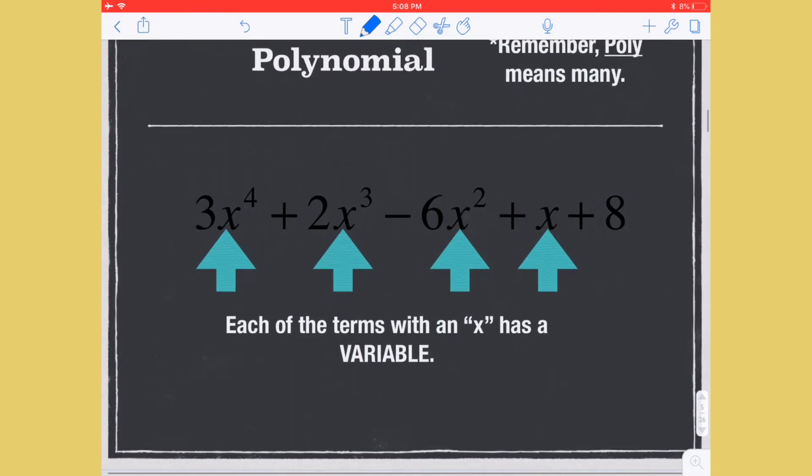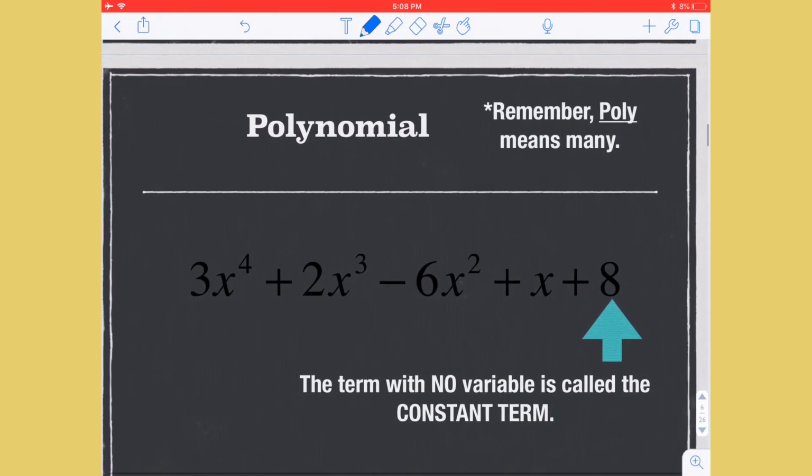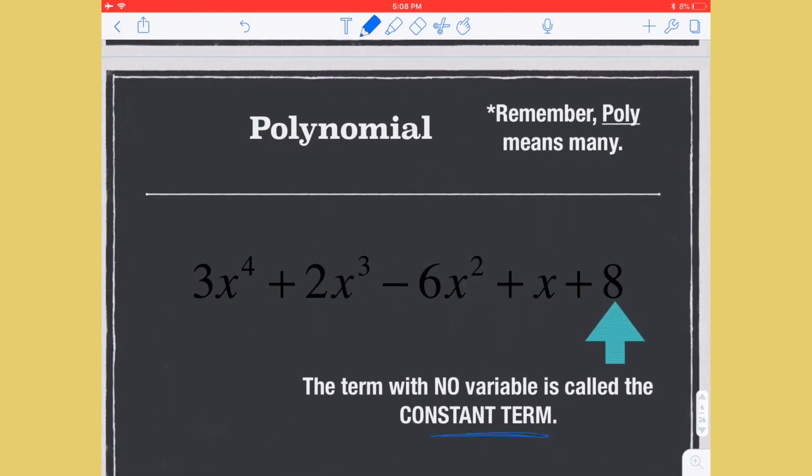Each of the terms has a variable that is titled x in this case, and you could have x's, y's, z's, anything, but these are referred to as your variables. And then the term that does not contain a variable is called your constant term. So the constant term is just a plain number.